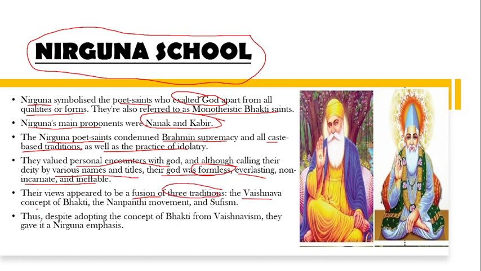Their views appear to be a fusion of three traditions: one is the Vaishnava concept of bhakti, the Nathpanthi movement, and Sufism. So, despite adopting the concept of bhakti from Vaishnavism, they gave it a Nirguna emphasis.